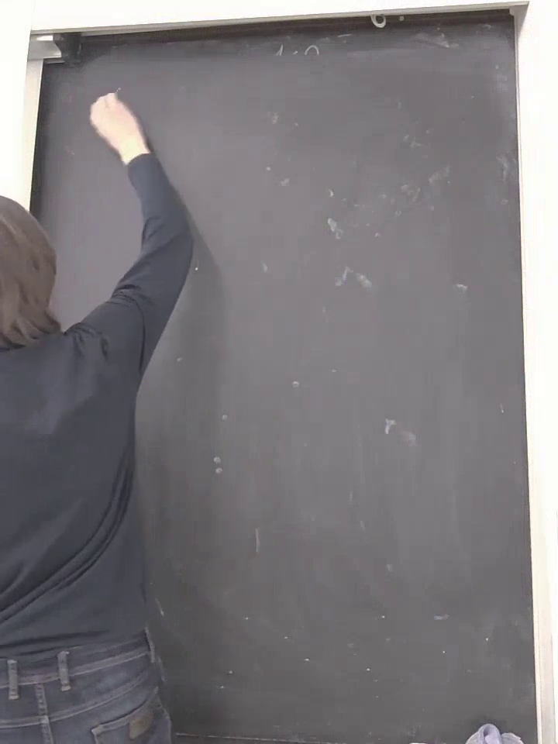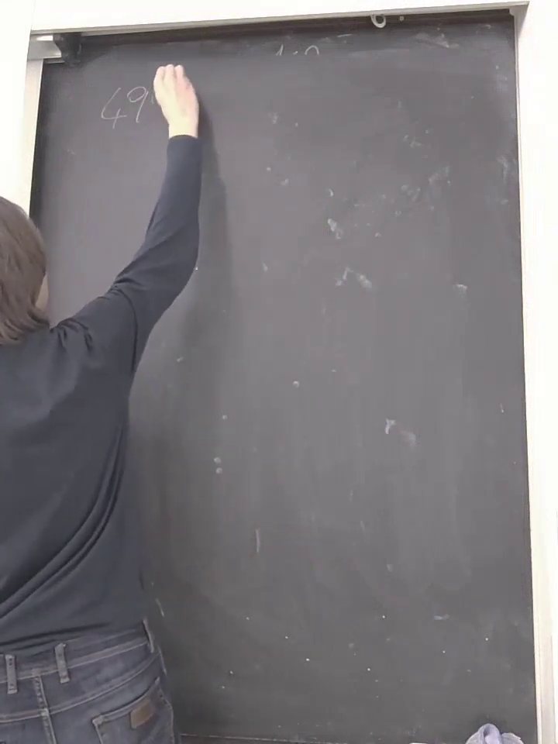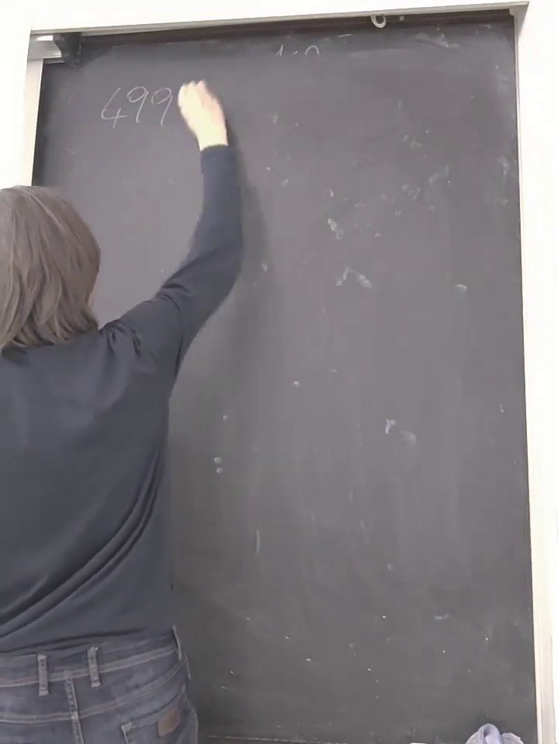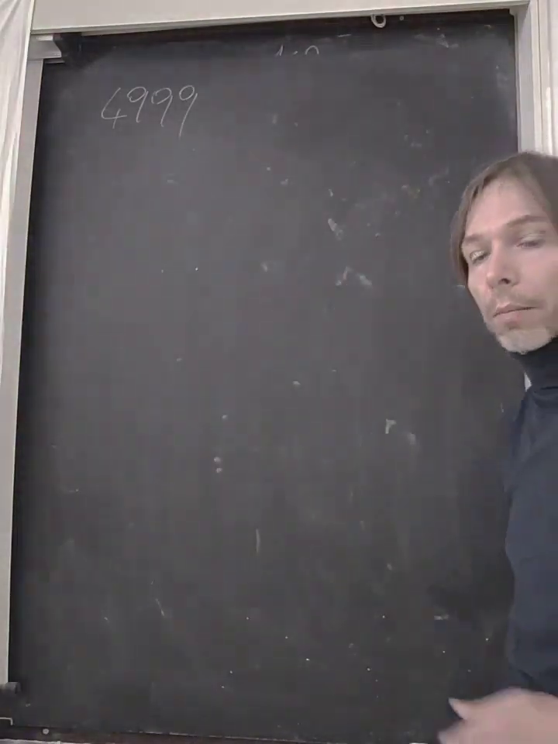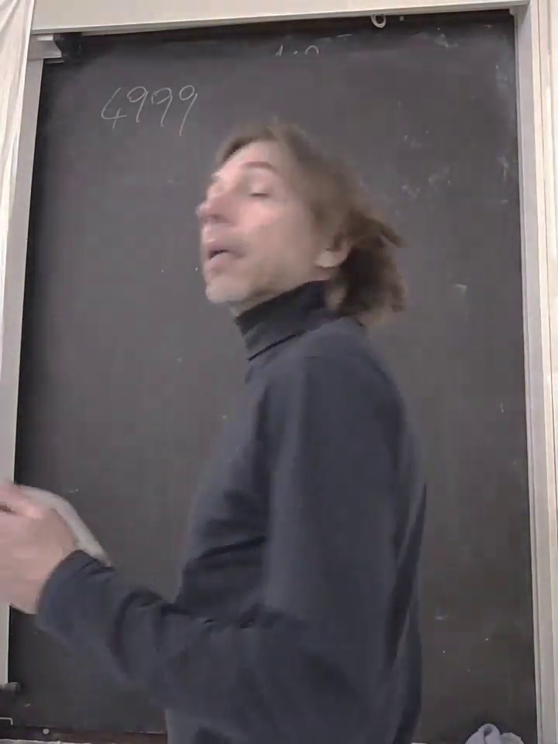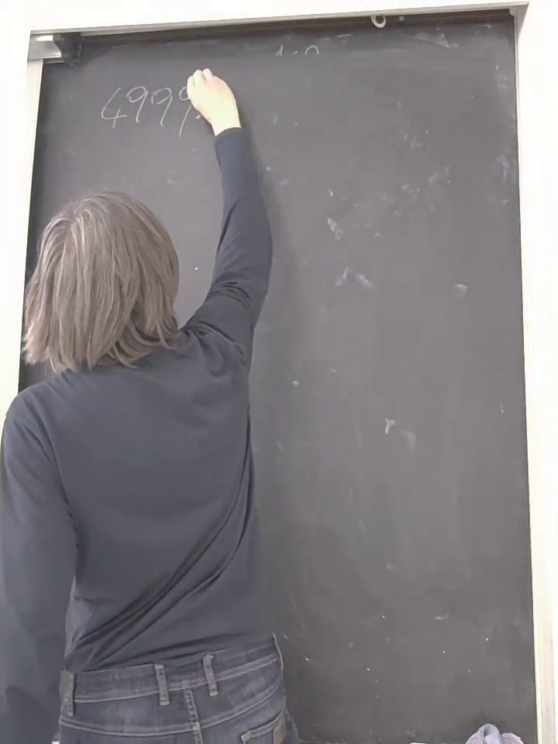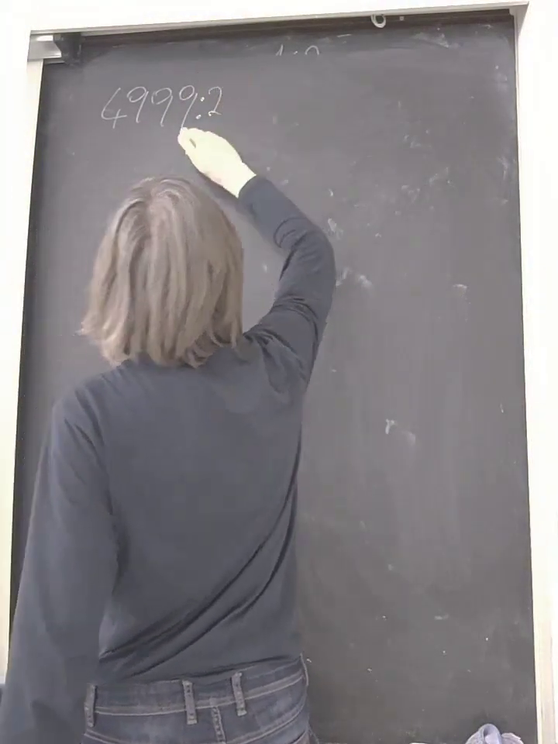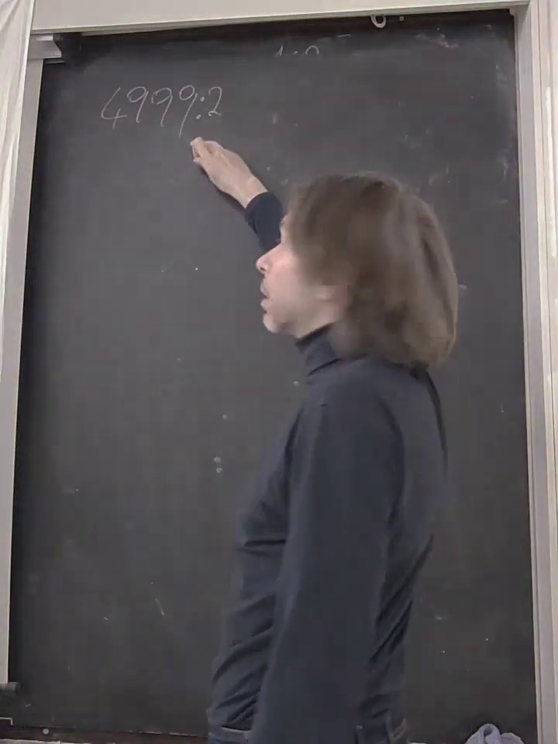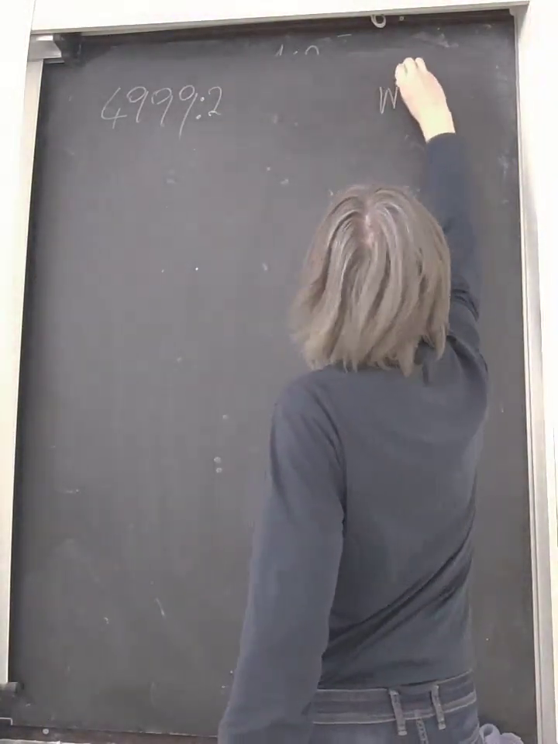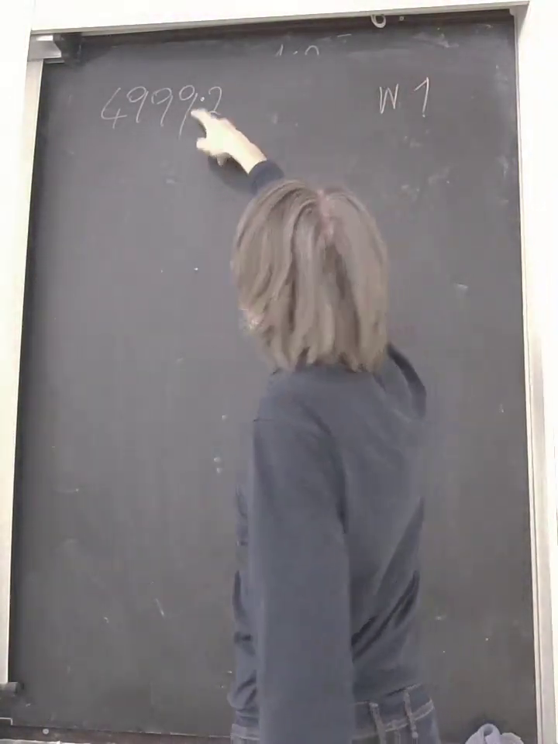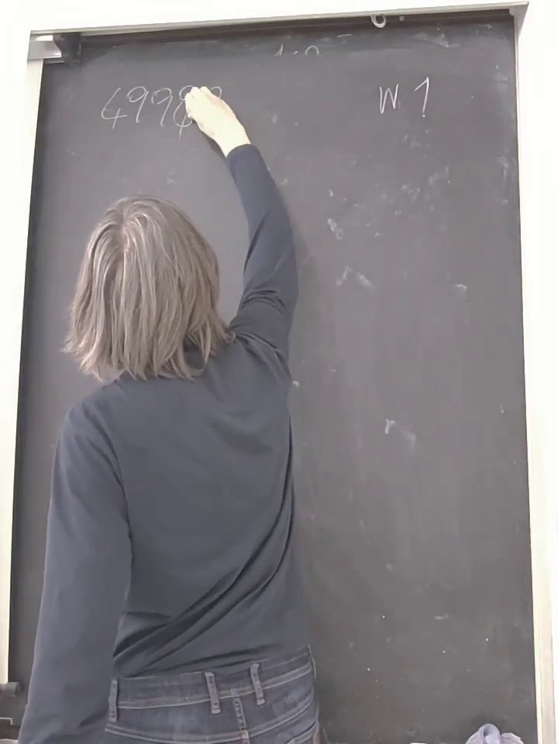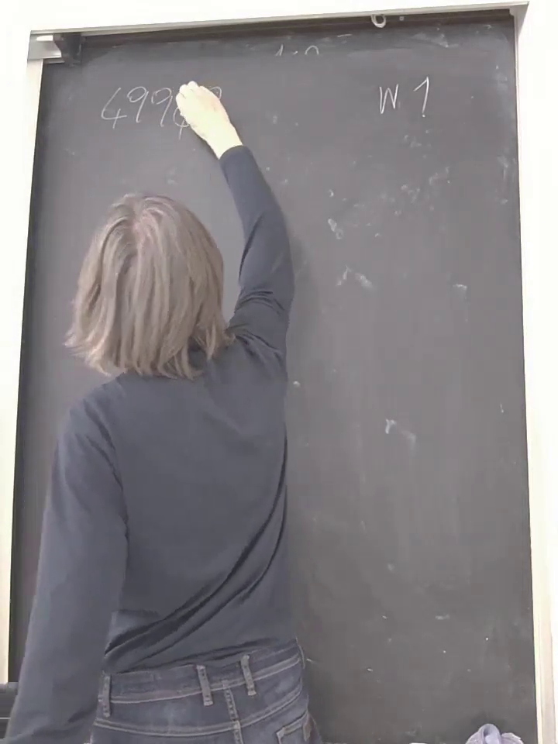4,999. Oh, it's a big number. Well, do it. I do it with you. Divide by 2. Waste of 1. Then I lower it and it became 8.